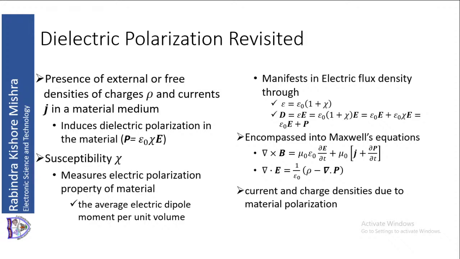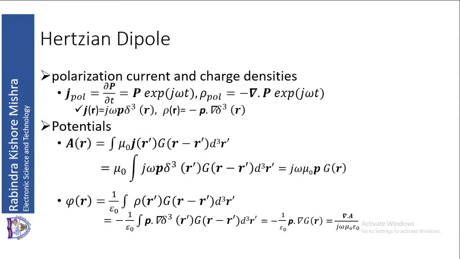Now for the current and charge densities due to the polarization of the material: J polarization is the polarized current density, that is dou P by dou T, and the charge density rho polarization is minus divergence of P. These two are the current density and charge density.